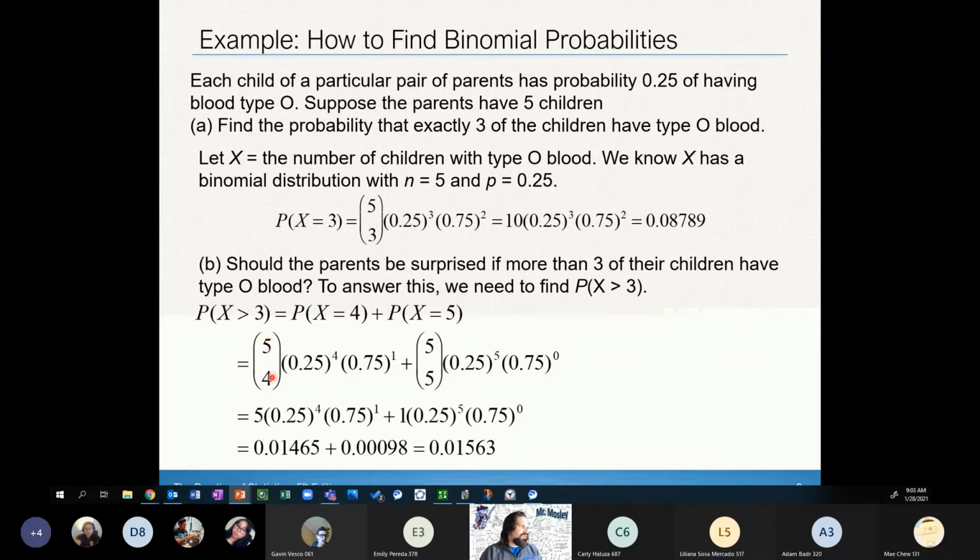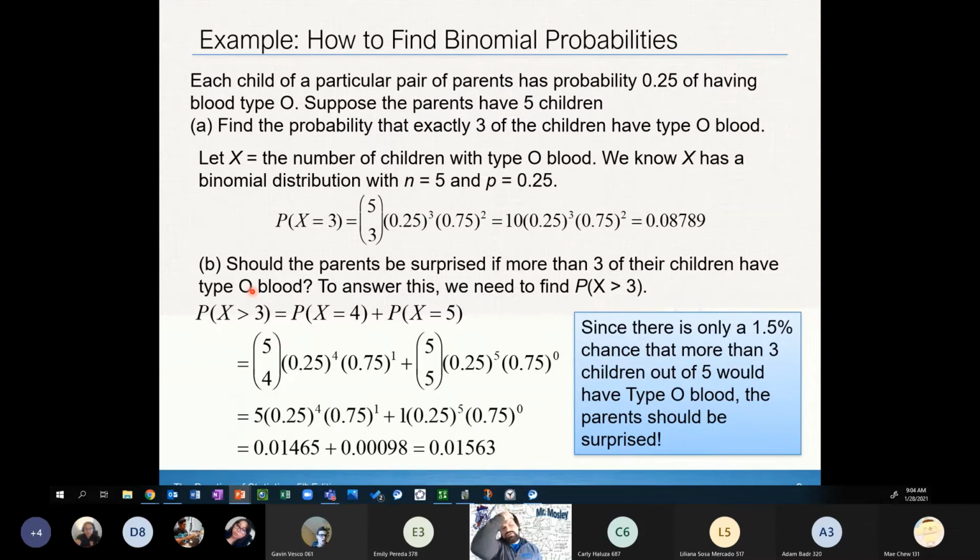So this is equal to 5 choose 4, all this, plus 5 choose 5, all this. Notice we have a 0 for an exponent here. Anything to the power of 0 is equal to 1. 1 million to the 0 power is 1. Please remember that. It is not equal to 0, it's just 1. And ultimately we get 0.01563. We found this probability, however, we have not answered the question.